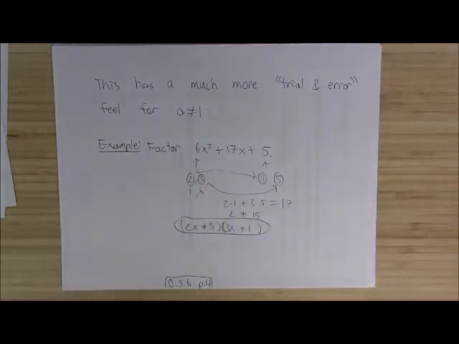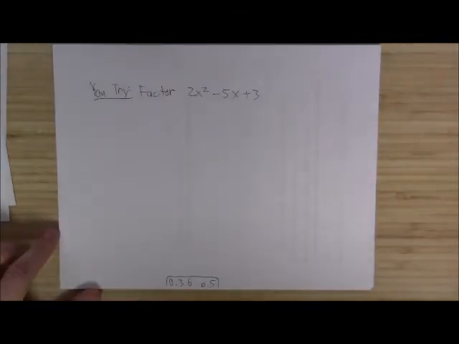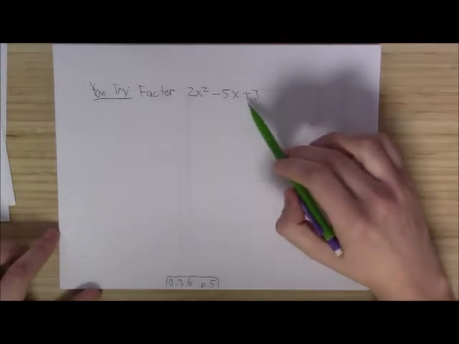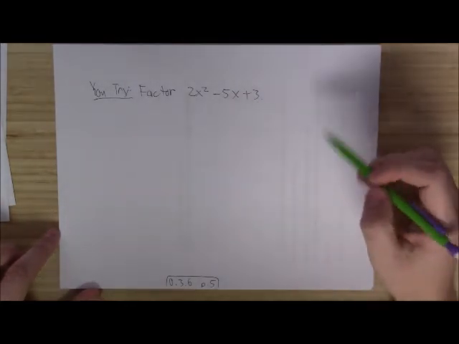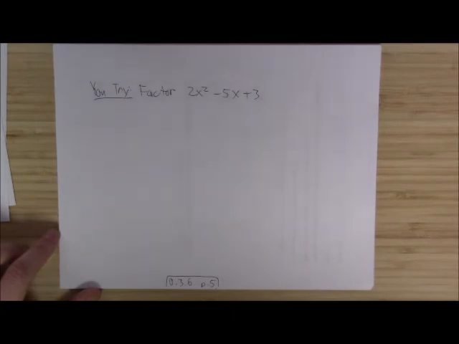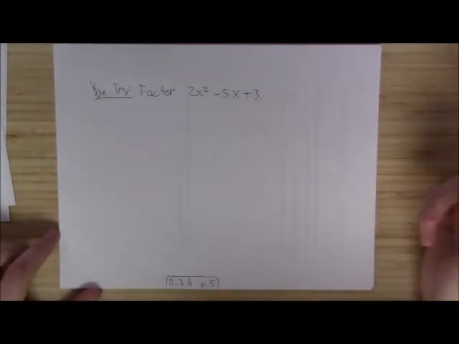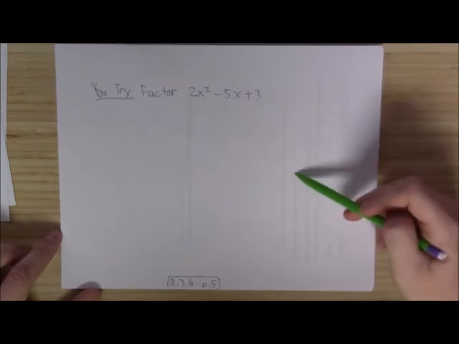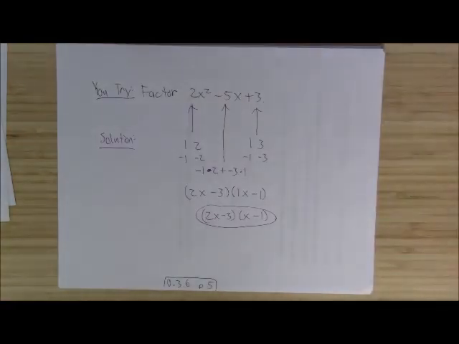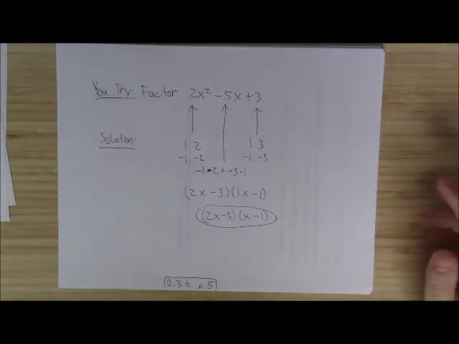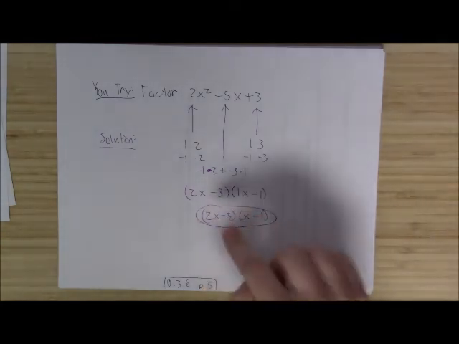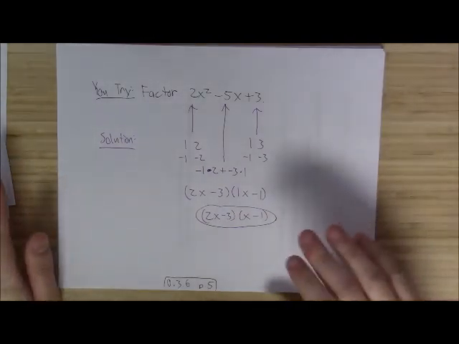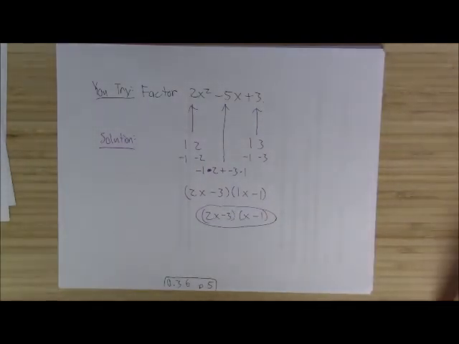So go ahead and take your time and factor 2x squared minus 5x plus 3 using the trial and error method I just talked about. Don't feel too bad if you can't figure it out, but on the count of 3 I'm going to reveal the answer. 1, 2, 3. So basically, this is a sort of weird method to do it. But the good news is that we'll have a better method for doing this in the next section.